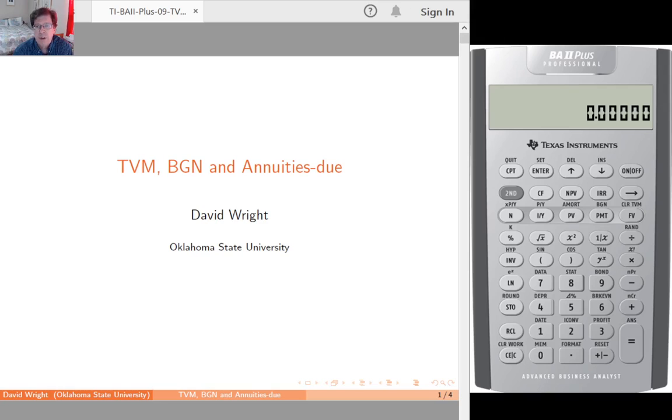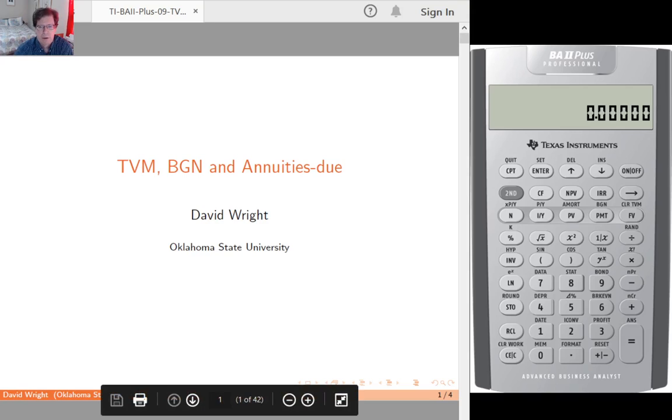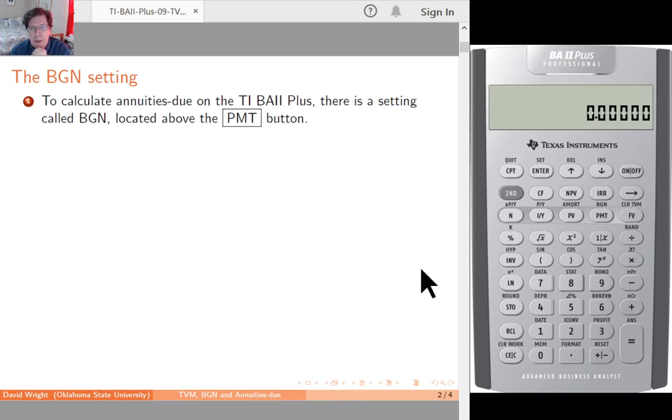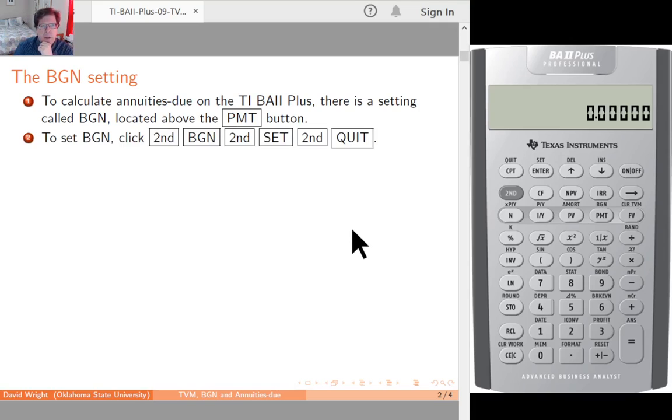And first thing we're going to do is show how to set that setting. So let's go ahead and do that. So there's a BGN, and here's where it is. If you look at the calculator, it's right here above the payment. So I have to use the second button to get it. And here's what we're going to click out. We're going to click second BGN.